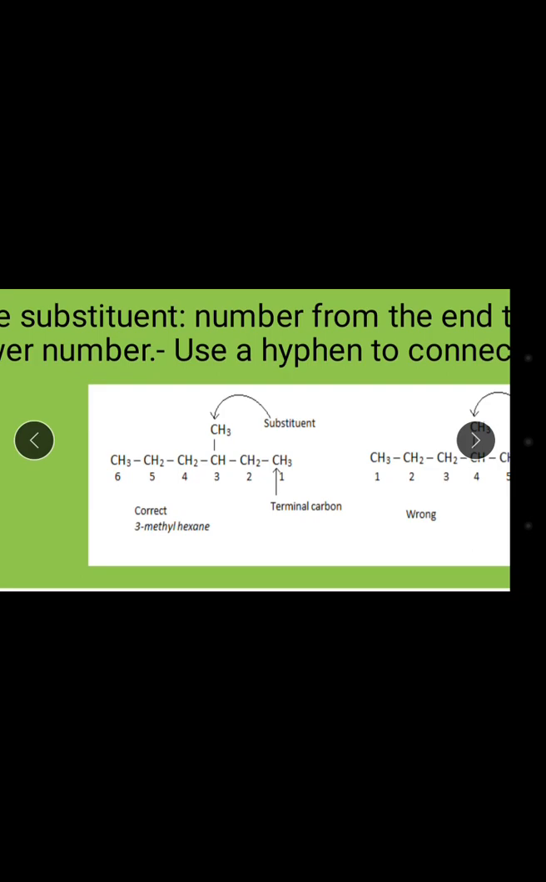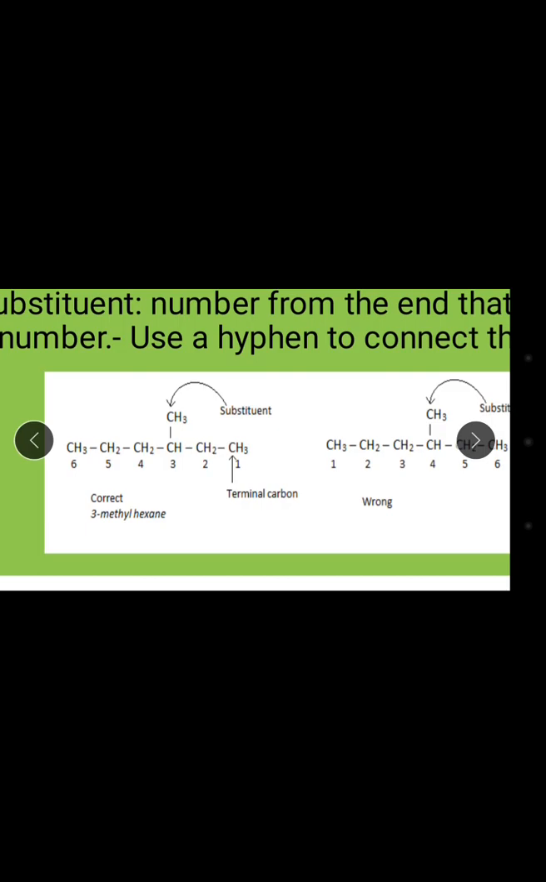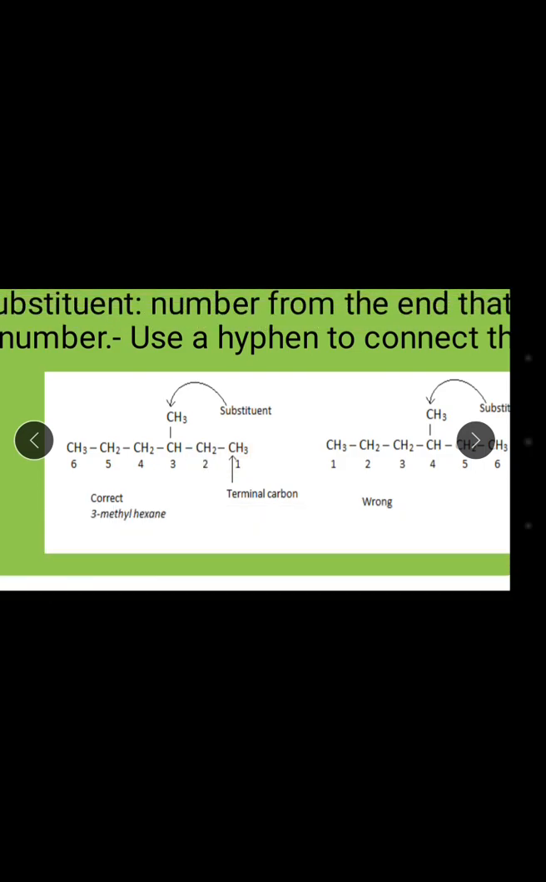Now, having known that this is a branched alkane, the first thing we have to do is to number. Numbering can be done from left to right or from right to left. Let's look at the first numbering: 1, 2, up to 6. The substituent which makes the alkane branched is CH3, and CH3 is methyl.